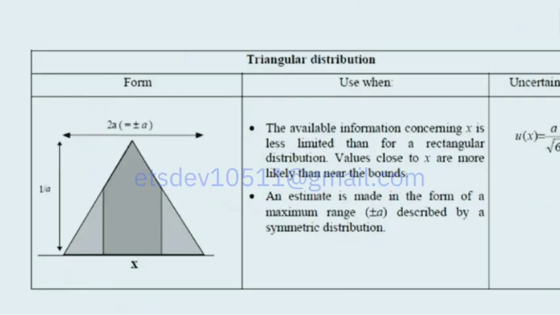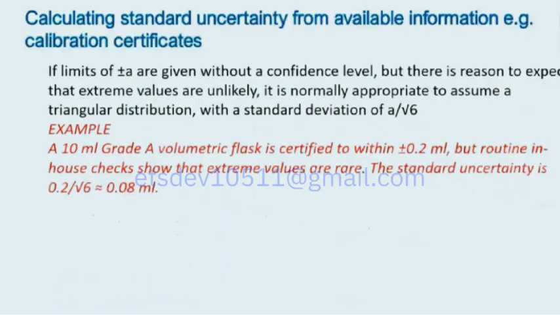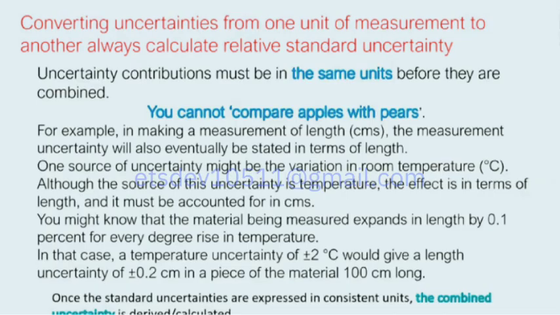Okay, so triangular distribution, we use it when the values are close to the centre, or very close, near the bounds of it. And here, for example, in the case of a 10 ml volumetric flask, which is certified to plus or minus 2, but the in-house checks which you do are rare, you have calculated the standard uncertainty as that.